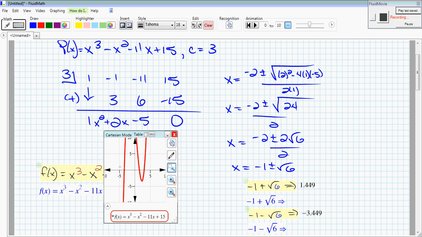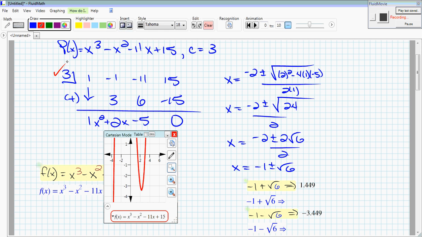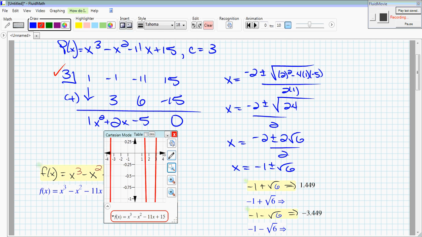Let's see if we can zoom in on those zeros. So what we look like we have is a positive 3. Check. Approximately 1.5. Check. Looks close. And then a negative 3.5, which we have there as well. Check. So that's a decent way of checking this particular problem. And that's how you solve question 55.